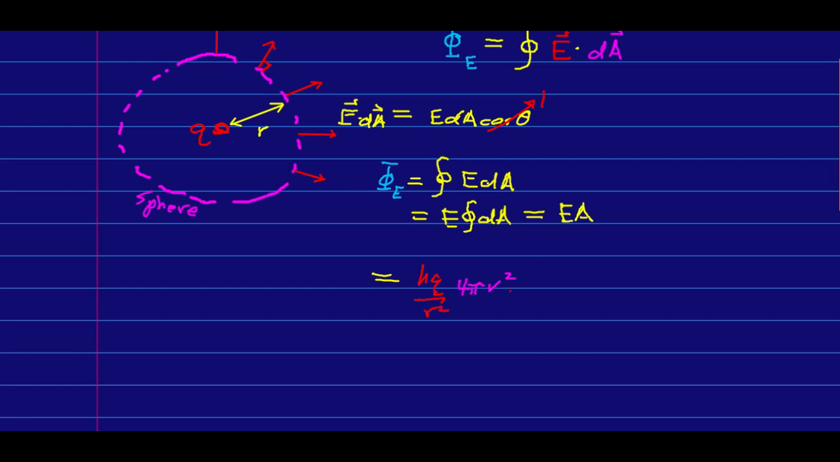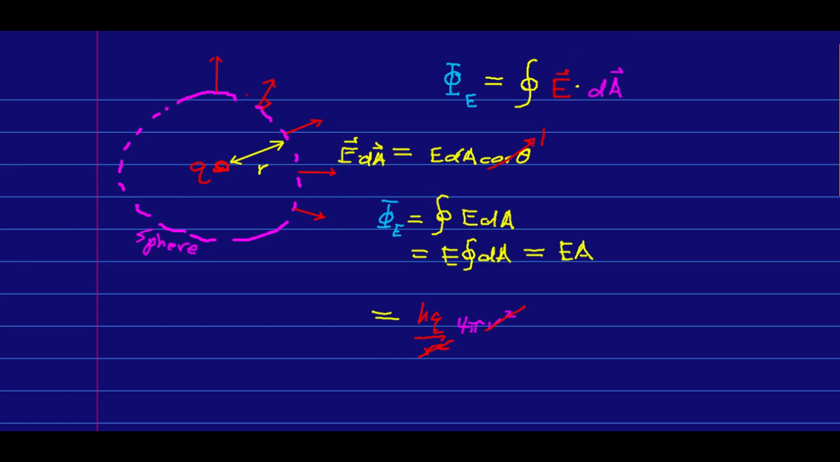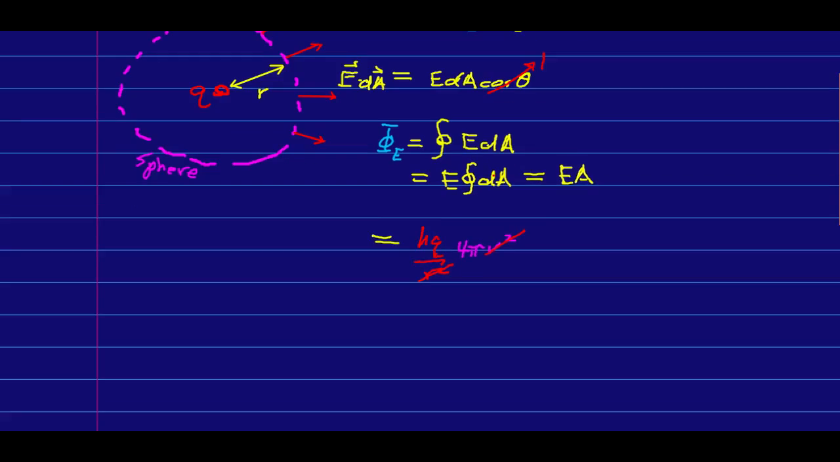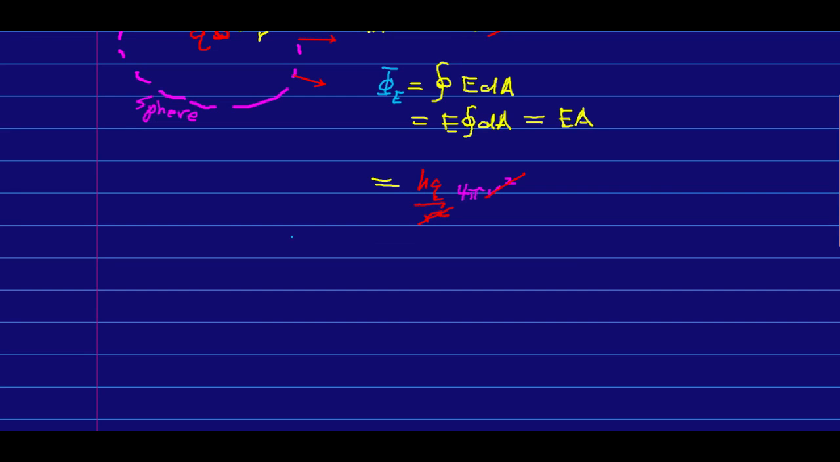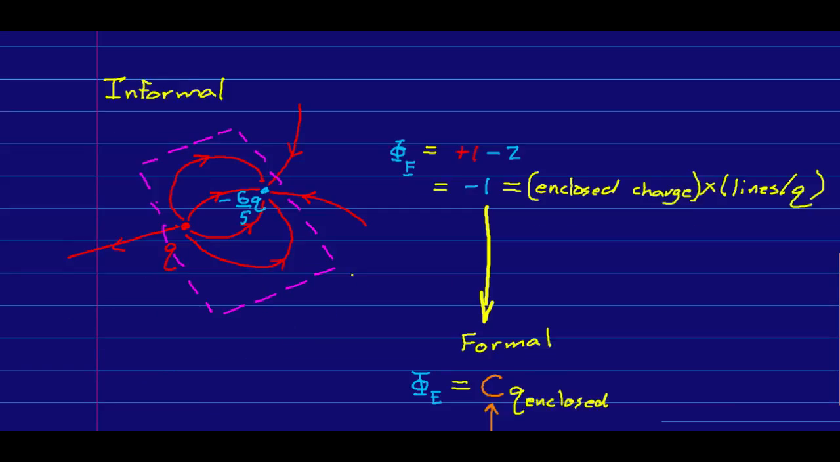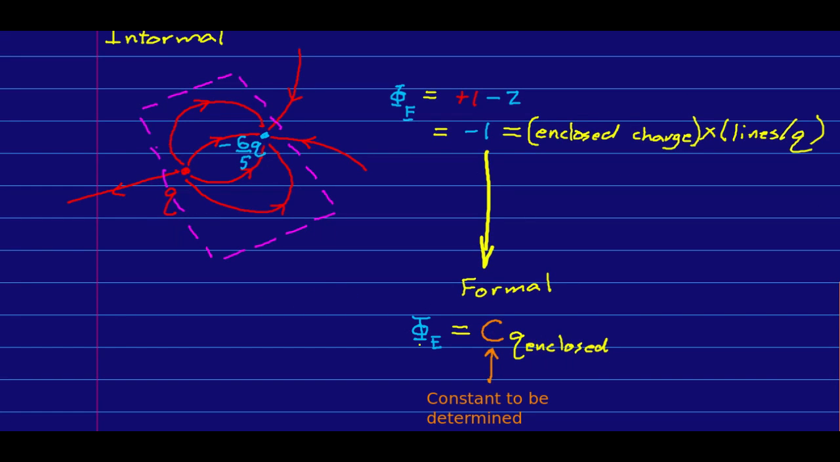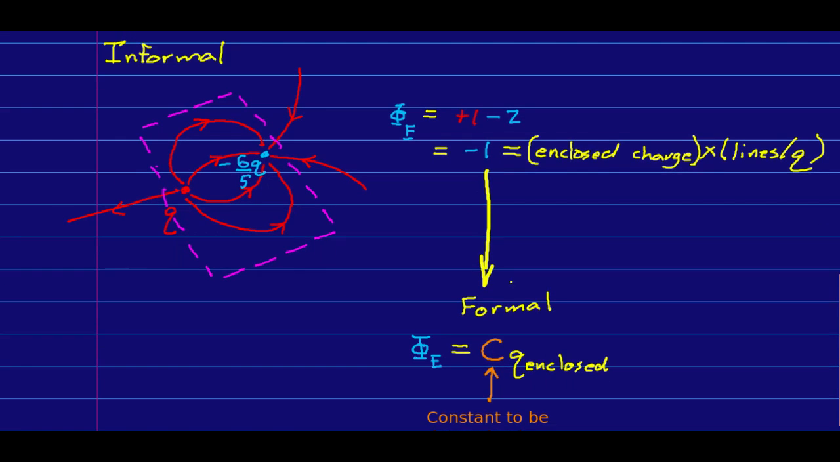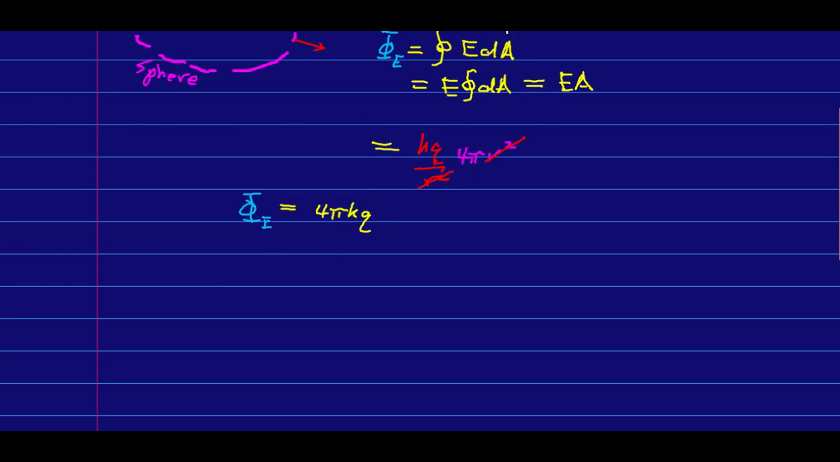Notice the r squareds cancel out, so in fact I would get the same flux no matter what radius sphere I defined. Think about that in terms of the E field lines. It makes sense. And so there we have it. Our flux is 4 pi k q. And q is the enclosed charge. All we were looking for was that the flux had to be some constant times the enclosed charge. And so this 4 pi k is the constant we were looking for.